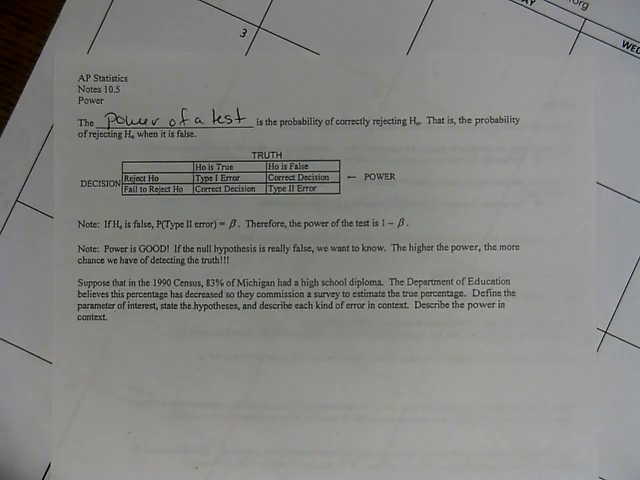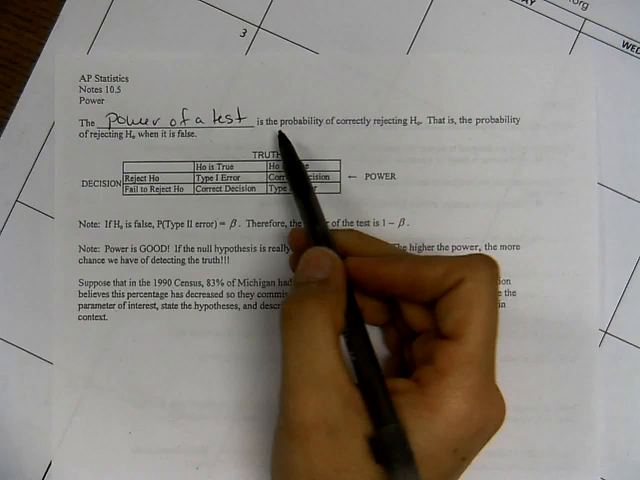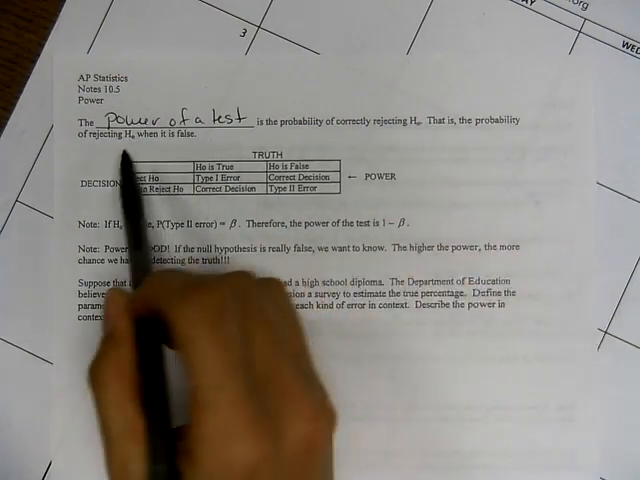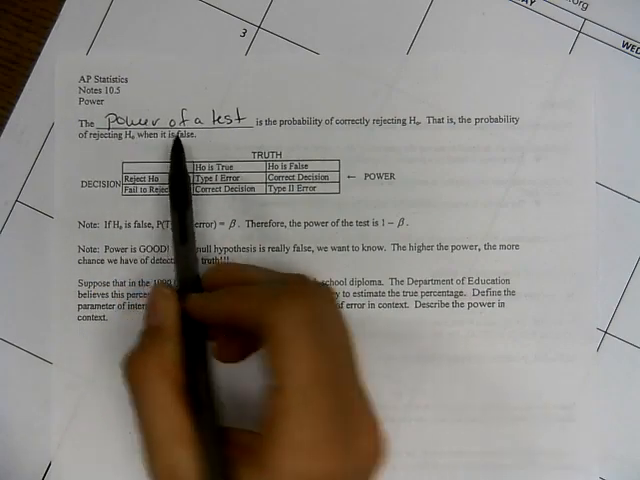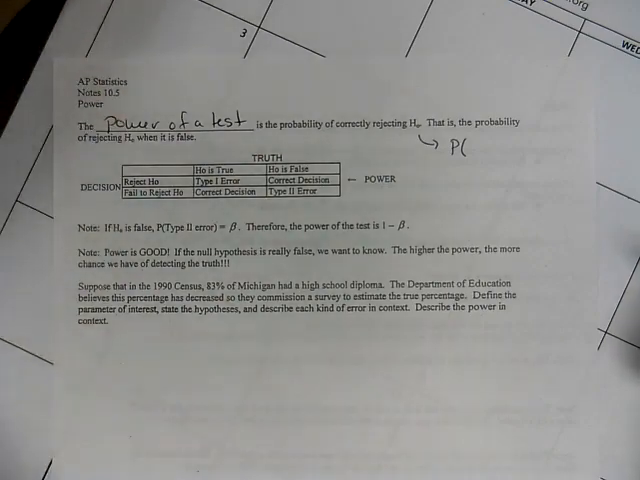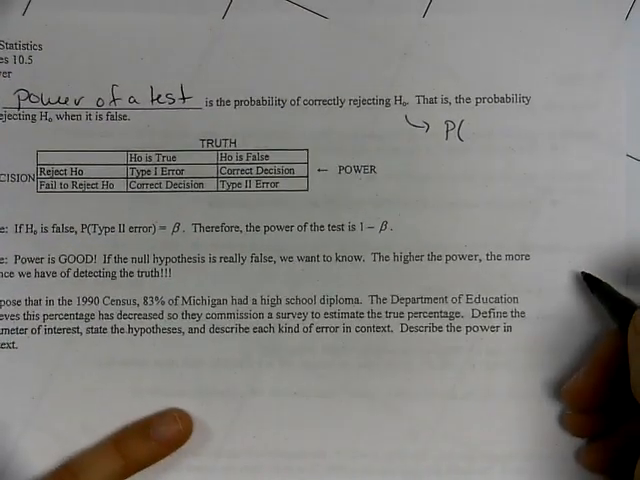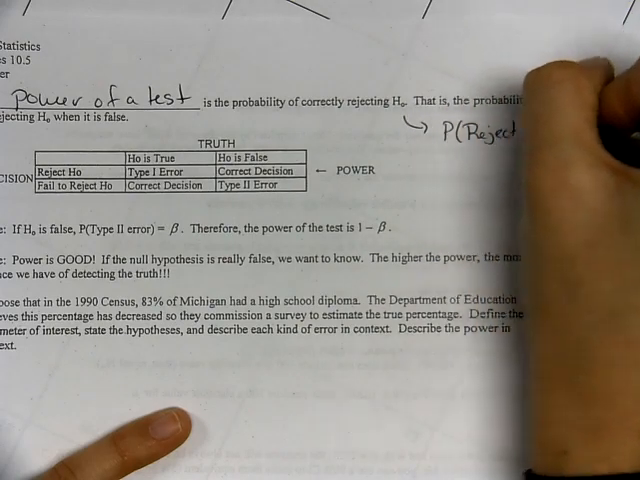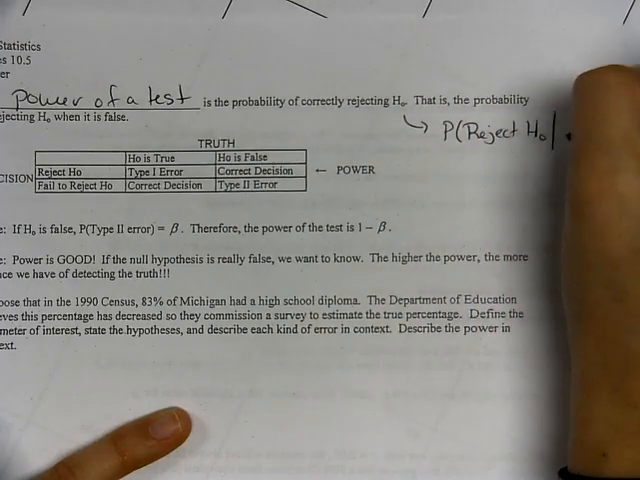And it's kind of a weird concept. I'm going to narrow it down so you just know what you need to know. It's the probability that you correctly reject the null hypothesis. So it's the probability of rejecting the null hypothesis when it's false. Or you can think about it in terms of probability from chapter 7. It's a conditional: that you reject the null hypothesis given that the alternate is true.